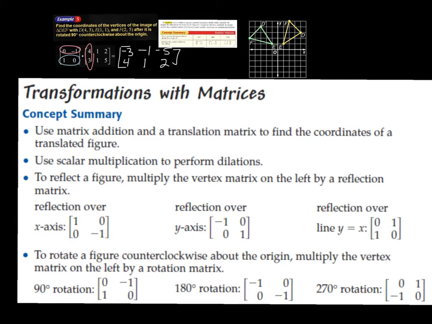Use matrix addition and a translation matrix to find the coordinates of a translated figure. Use scalar multiplication to perform dilations. To reflect a figure, multiply the vertex matrix on the left by a reflection matrix. To rotate a figure counterclockwise about the origin, multiply the vertex matrix on the left by a rotation matrix.